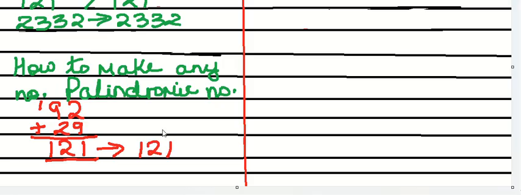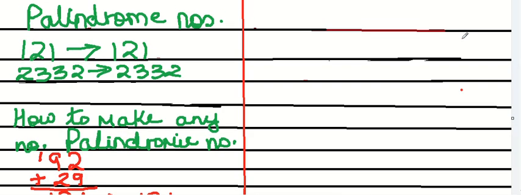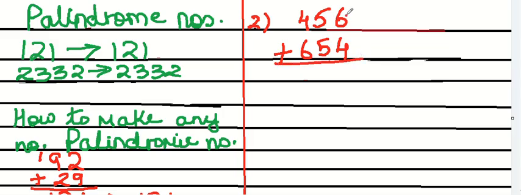Now the second example is 4, 5, 6. Now we add this number in the reverse form, that is 6, 5, 4. 6 plus 4 is 10. 5 plus 5 is 10 and 1 is 11. 6 plus 4 is 10 and 1 is 11. So this has not become a palindromic number, right?